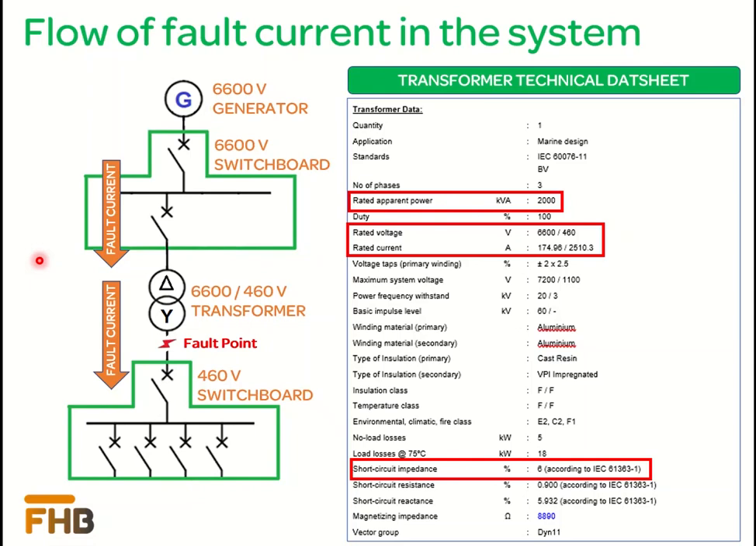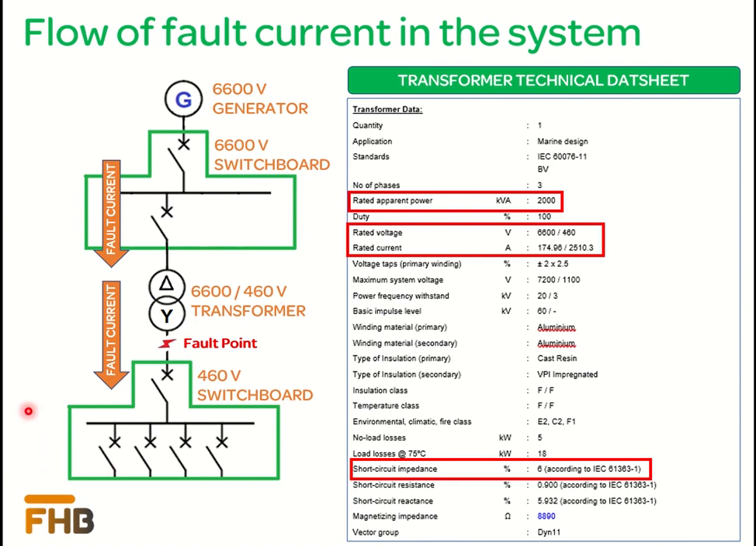Whenever a fault occurs in the system, electrical components connected to the system will start to contribute towards the fault point. Today, we are looking at the behavior of the transformer during a short circuit fault. To see the transformer's behavior, we need some parameters which can be found in the transformer technical datasheet, such as the rated current and the short circuit impedance. Short circuit impedance of the transformer is the most important parameter to observe and varies with the size of the transformer. Transformers with small kVA rating have lesser value of short circuit impedance, and transformers with high kVA rating have high value of short circuit impedance.